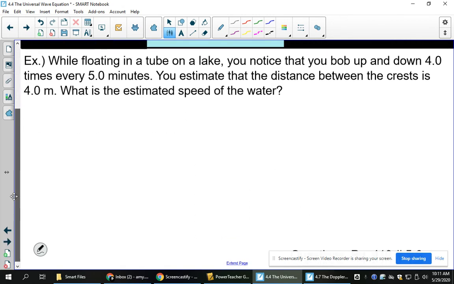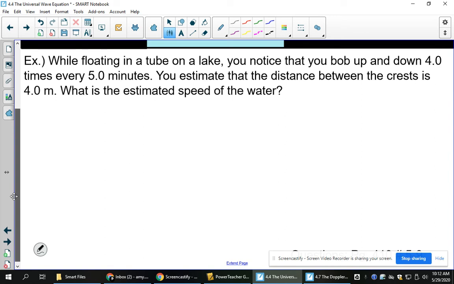Okay, you're floating in a tube on a lake. I really hope we get to do this summer. And you notice that you bob up and down 4 times every 5 minutes. You estimate that the distance between the crests is 4 meters. What is the estimated speed of the waves in the water there?